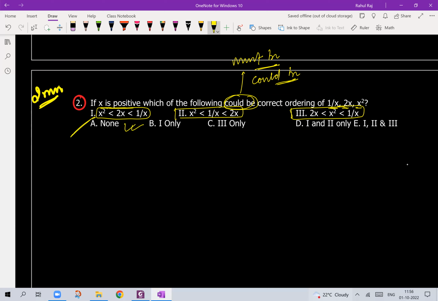Now you are taking x is equal to 2, but someone else can take any number. So you have to look for a number that, for any positive value of x, is there any number which satisfies this order or not? Simple logic.